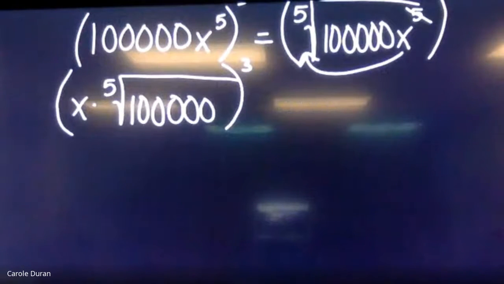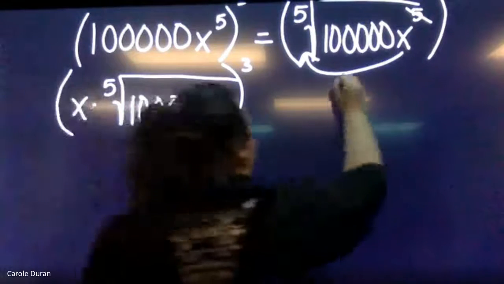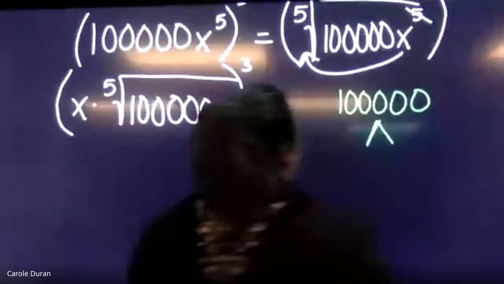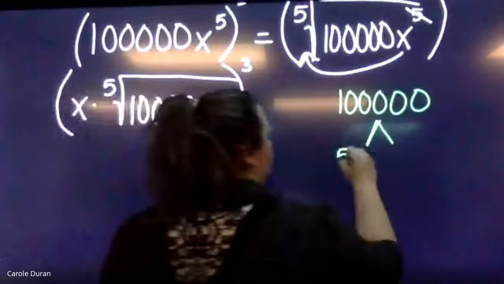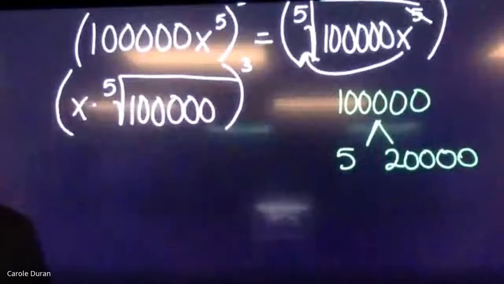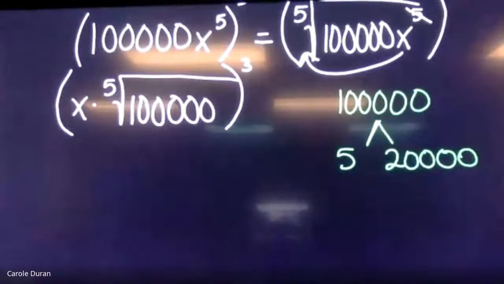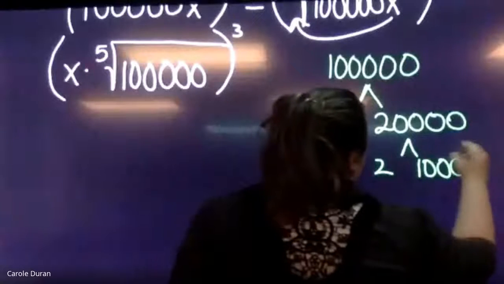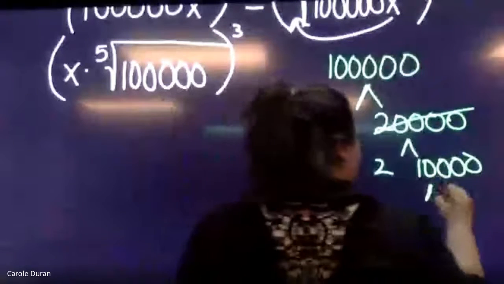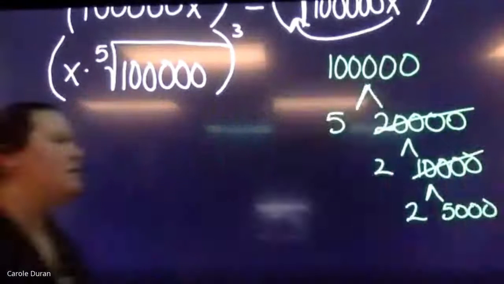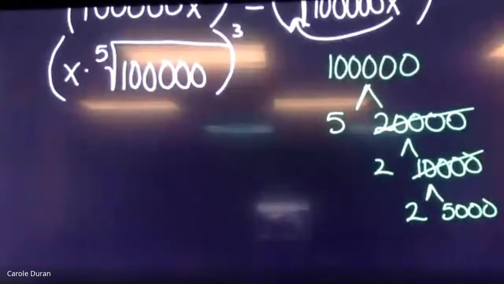And now I get to factor this 100,000 and break it down. What multiplies together to get 100,000? 5 and 20,000. Five is prime, 20,000 is not, so I need to break that one down farther. What multiplies together to get 20,000? 2 and 10,000. 2 is prime, 10,000 is not. What multiplies to get 10,000? 2 and 5,000. 2 is prime again, 5,000 is not. What multiplies to get 5,000? 5 and 1,000. I think that one will be easier.